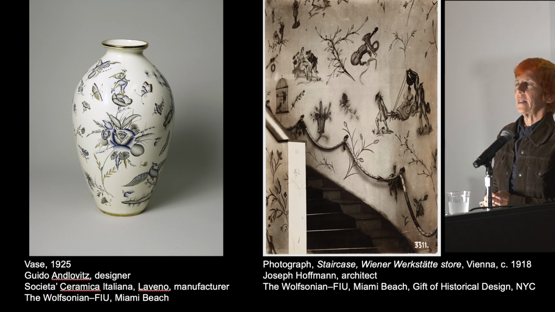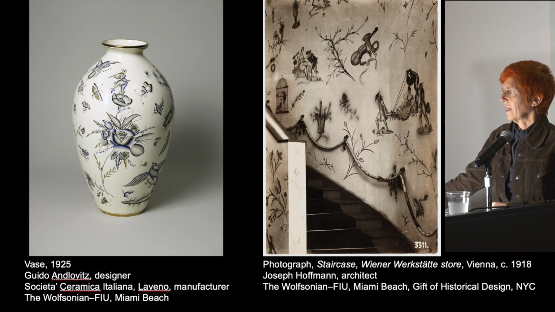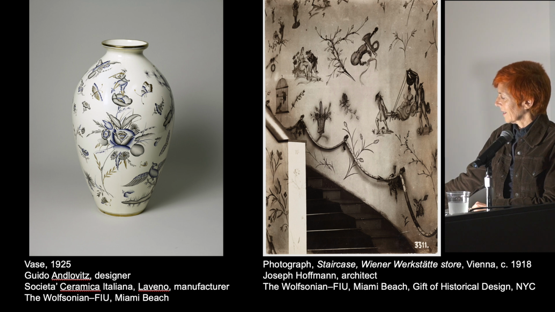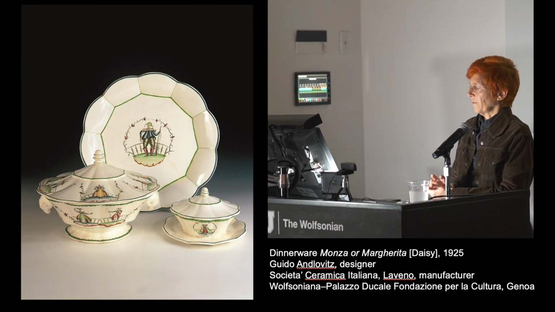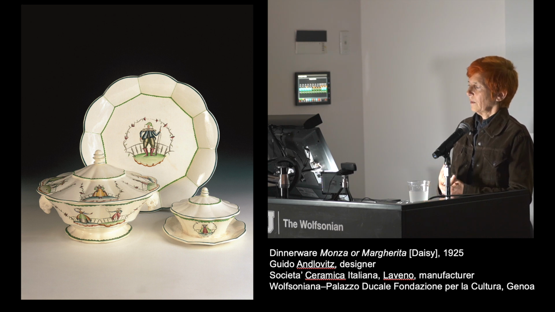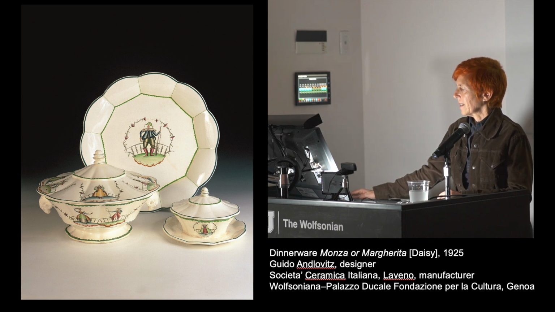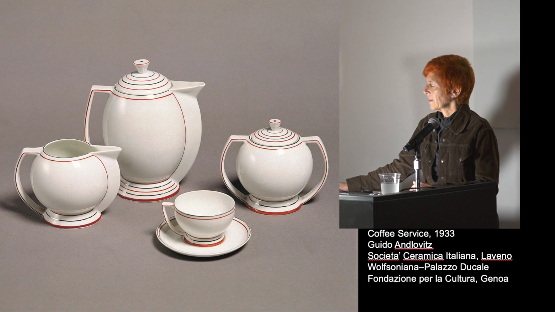As you can see, the Wiener Werkstätte were very influential on Art Deco, and they were influential on many ceramists in Italy, for example. You can see it seems almost like the same decorator for this vase by Andlovitz and the Wiener Werkstätte store in Vienna. And so this is again a kind of Art Deco that looks at the Italian vernacular tradition. This is the Margherita, which means daisy, service presented in Monza in 1925.